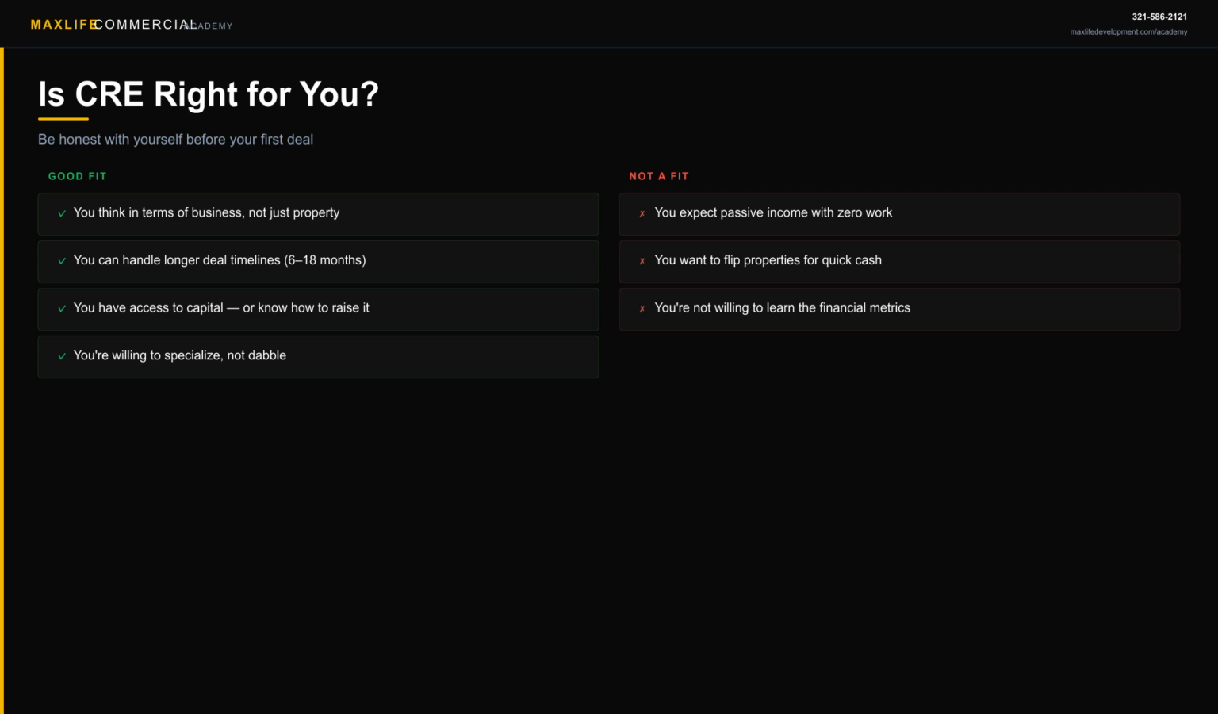It's not a good fit if you're expecting truly passive income with zero learning curve, or if you want quick flips for fast cash. That's not how commercial works. Or if you're not willing to learn the financial metrics: NOI, cap rate, debt service coverage ratio, and internal rate of return. The good news is none of those skills are hard to learn. That's what this academy is for. If you've made it this far, you're already showing the right instincts. In the next course, we go deeper on the terminology and key metrics every CRE investor needs to know.